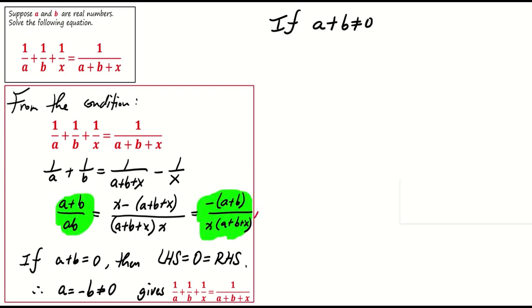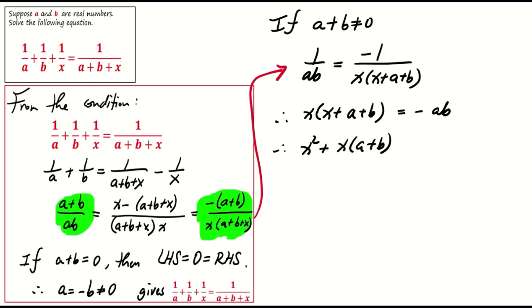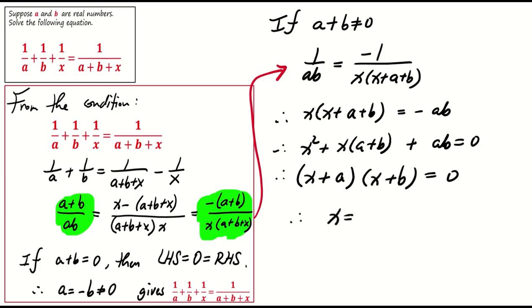Hence, it's crucial to mention that a plus b can be cancelled if it is not equal to 0. From the cancellation, we obtain 1 over ab equals negative 1 over x times x plus a plus b. This leads us to a quadratic equation x squared plus x times a plus b plus ab equals 0. Factorizing it, we obtain x plus a times x plus b equals 0. So x equals negative a or x equals negative b.